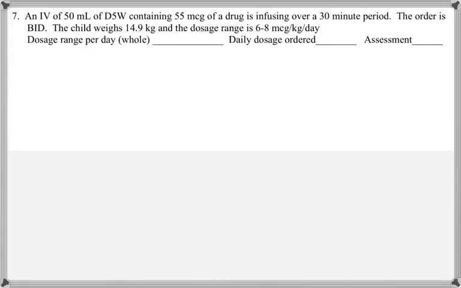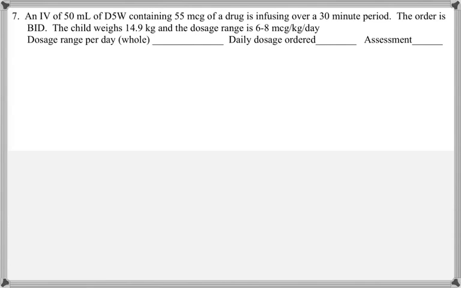An IV of 50 mLs of D5W containing 55 mcg of a drug is infusing over a 30-minute period. The order is BID, the child weighs 14.9 kilograms, and the dosage range is 6 to 8 mcg per kilogram per day. So the first thing they want us to do is find the dosage range per day.